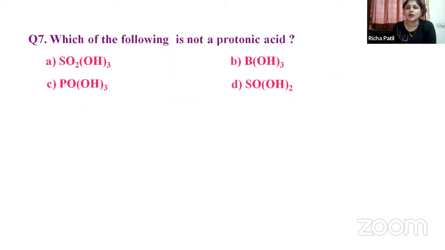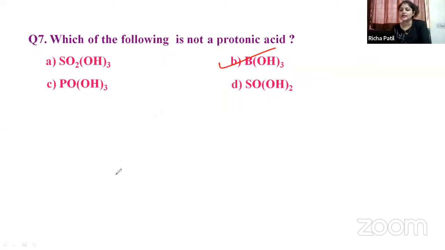Which of the following is not a protonic acid? Protonic acid means what? It releases protons when it is dissolved in water. So the answer is B, boric acid. Boric acid is not a protonic acid.